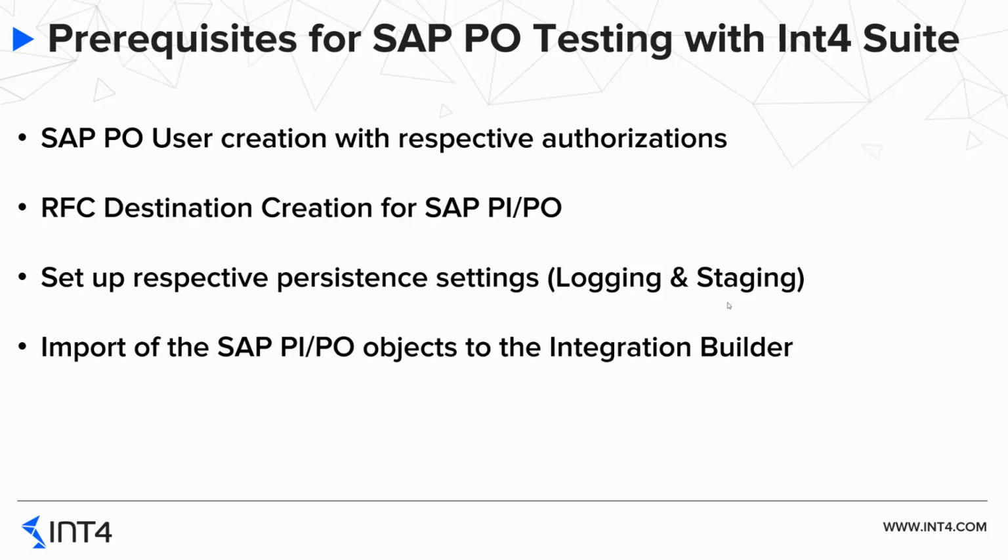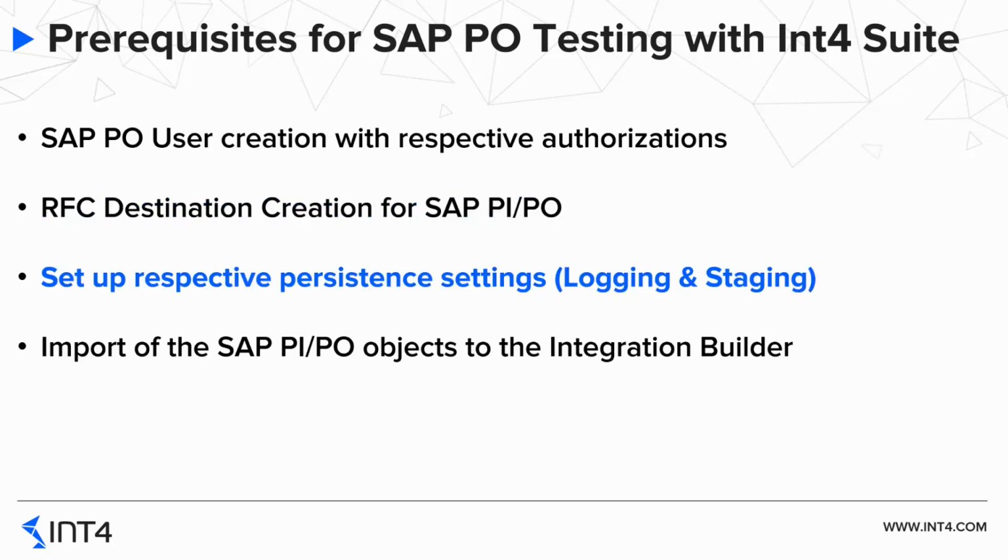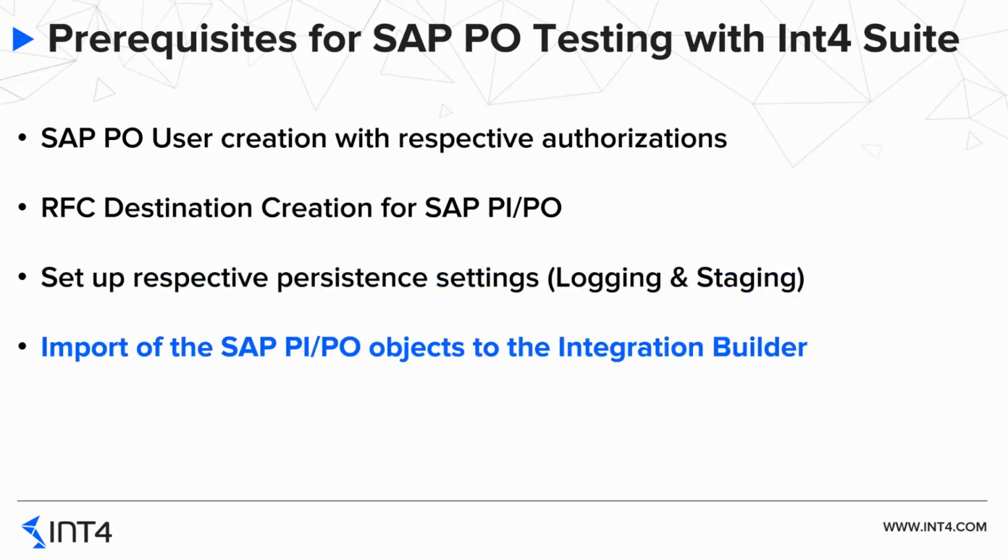To enable interface testing and test cases creation for SAP PO, you need to perform the initial configuration. First, you need to create SAP PO communication user on the environments that you will use for testing and test cases collection. Then, in the Solution Manager you need to create the RFC destination to your SAP PO environments. Next you have to make sure that your persistence settings are set correctly. Finally, you need to import Int4 Suite SAP PO configuration objects to your non-production SAP PO environments in the Integration Builder.